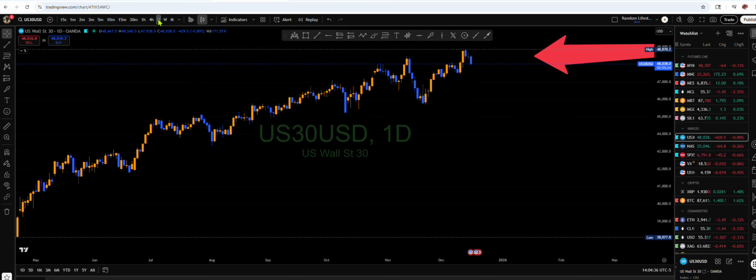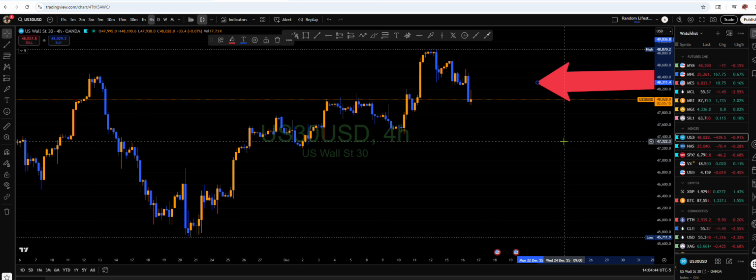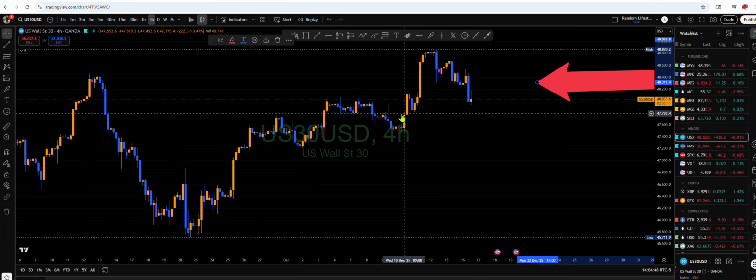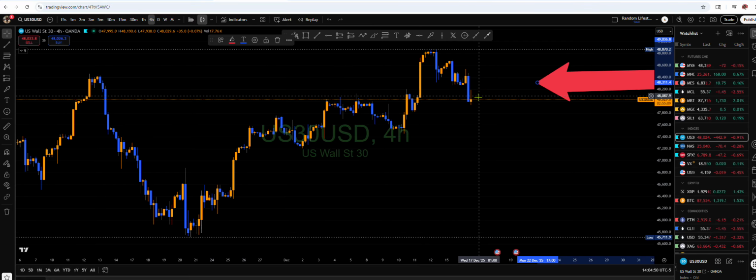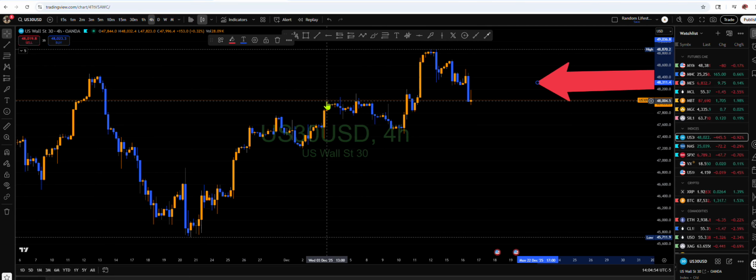When I go to the daily, I also see if the daily is showing me that the market is in a downtrend. Then I'll go down to the 4 hour. The 4 hour, I love the 4 hour because the 4 hour teaches you a lot. The bigger time frame is showing you that the market's in a downtrend, but the 4 hour is telling you that the market is trying to pull back.